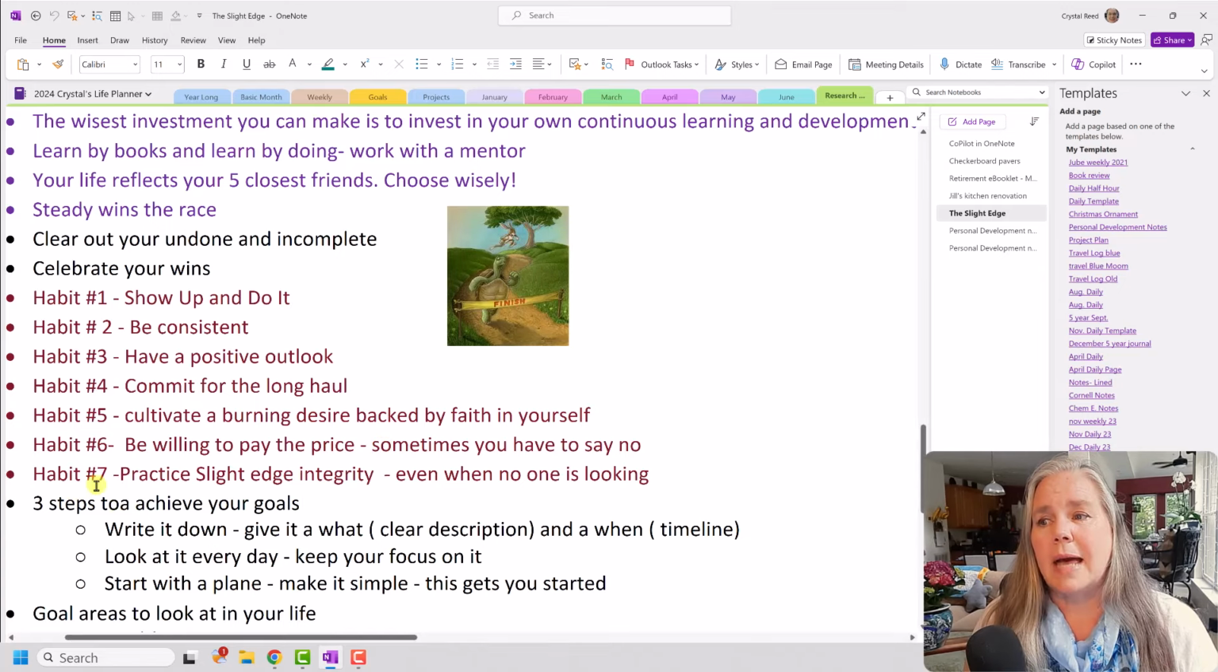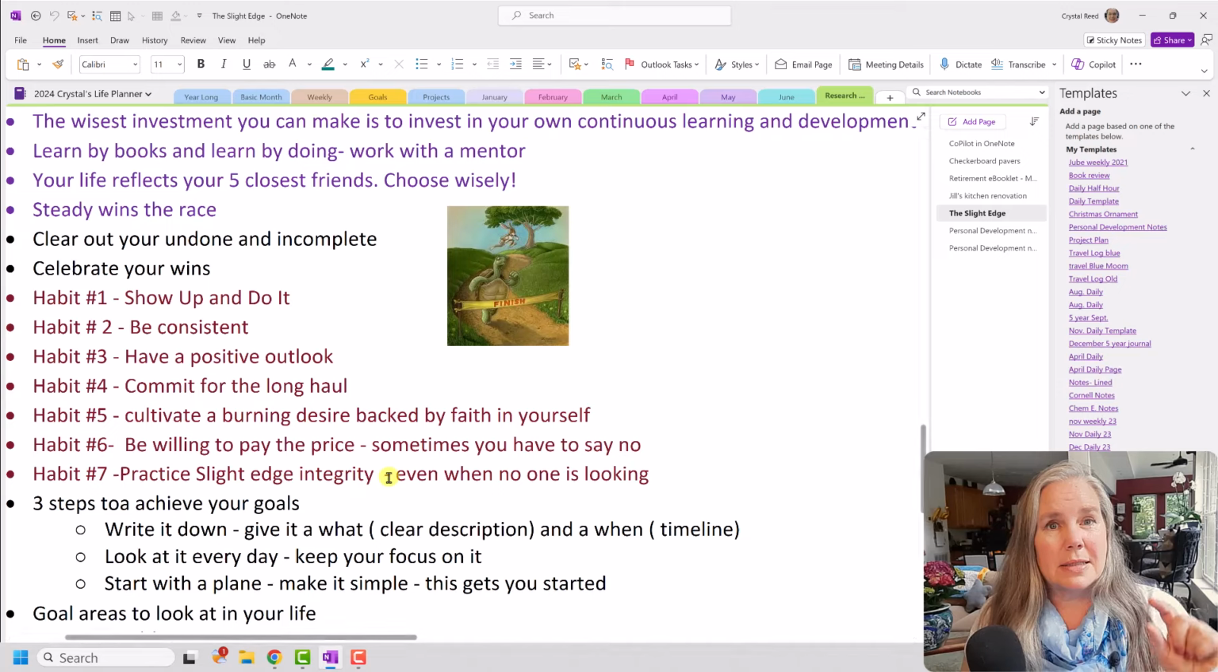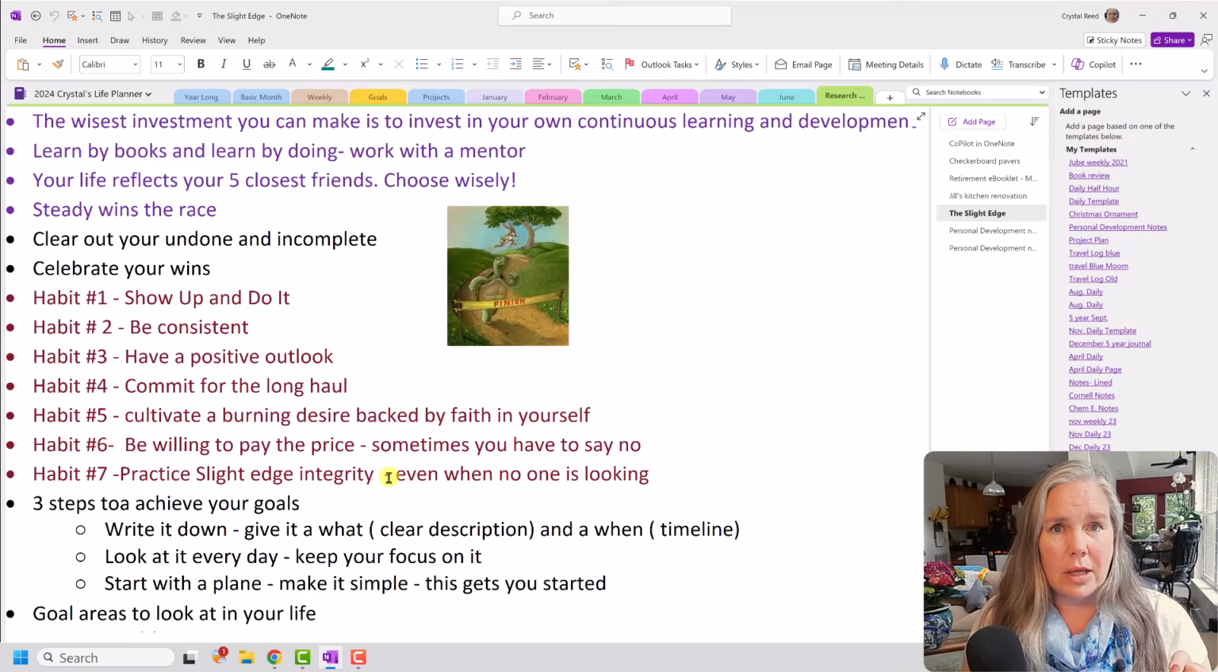Okay? And habit number 7, practice the slight edge integrity, even when no one is looking. And what that means is doing the right thing, showing up, doing the right thing over and over again, even when no one is looking. Okay? Nobody has to know that you're reading 10 pages every day. Nobody has to know that you're writing down your gratitude every day. You can keep those things personal and private, but when no one is looking, that's why it's called integrity. That's what builds your character. It's doing the right thing all the time, even when nobody's looking.